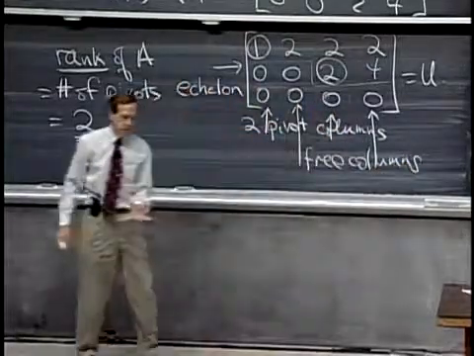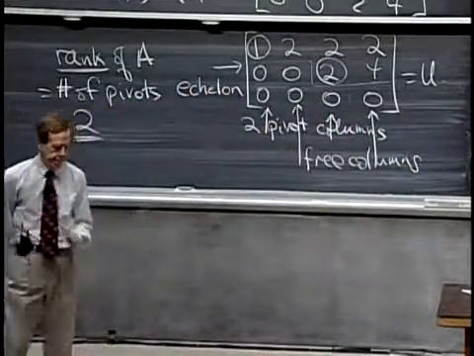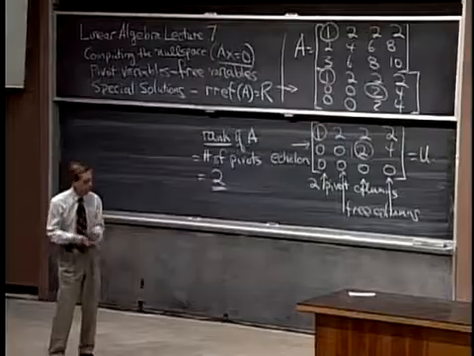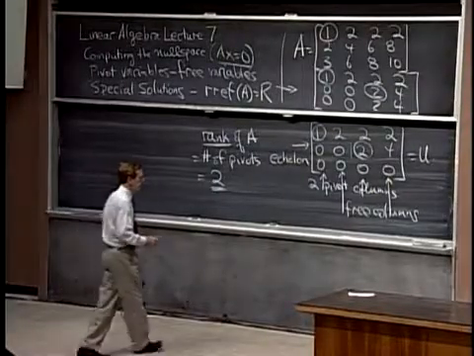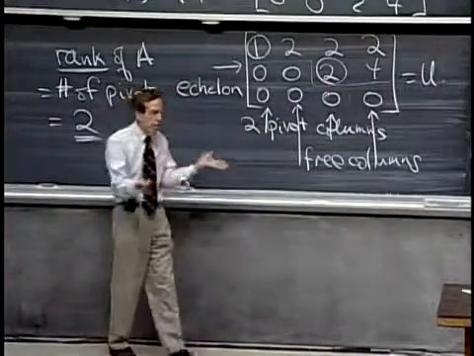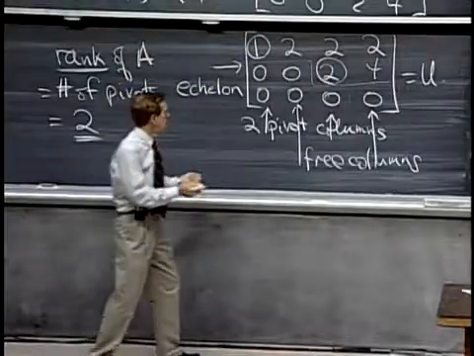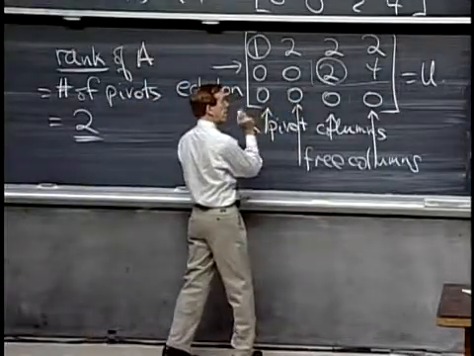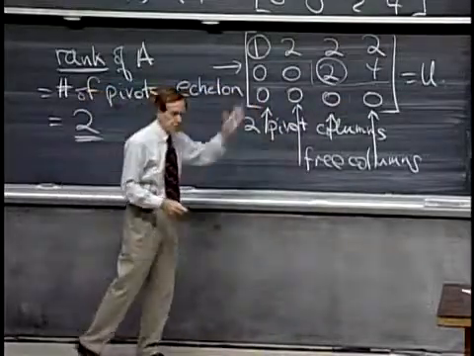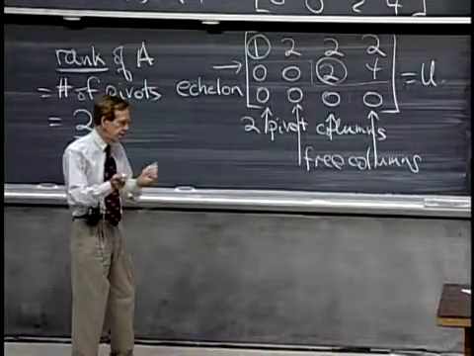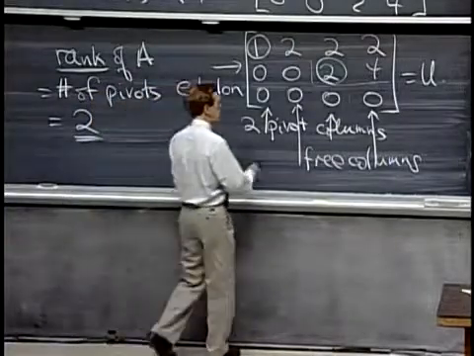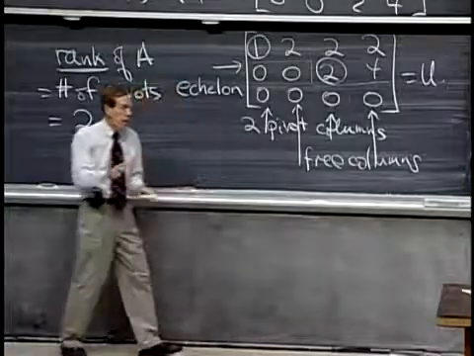Why do I use that word free? Because now I want to find the solutions to Ux equals 0. Here's the way I do it. These free columns, I can assign any number freely to the variables x2 and x4, the ones that multiply columns 2 and 4. So I can assign anything I like to x2 and x4. And then I can solve the equations for x1 and x3.